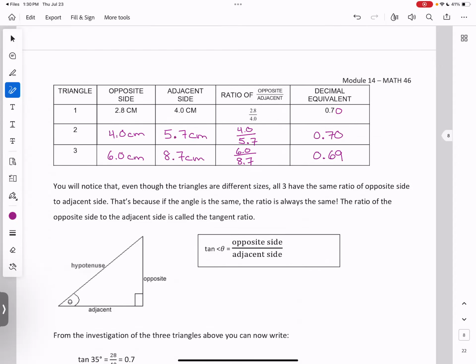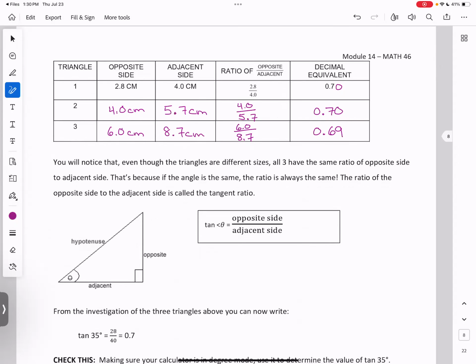Hopefully you can see that 0.69 is very close to 0.7 and likely reflects just very small differences in measuring. But we end up with the same ratio. So even though our triangles are different sizes, because they have the same angle, the ratio of the opposite over adjacent is the same. We call this ratio of opposite over adjacent the tangent ratio, or often just tan for short. So tan of any angle, we'll call it angle theta, is the length of the opposite side divided by the length of the adjacent side.